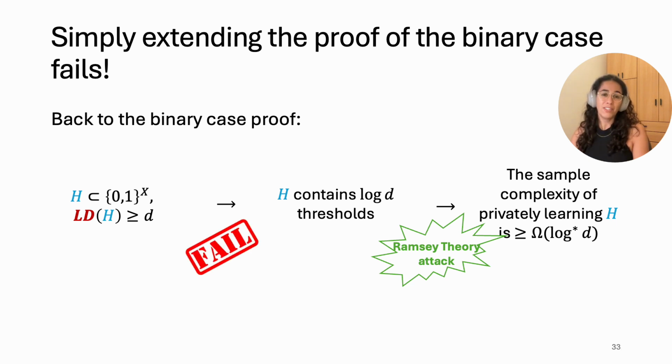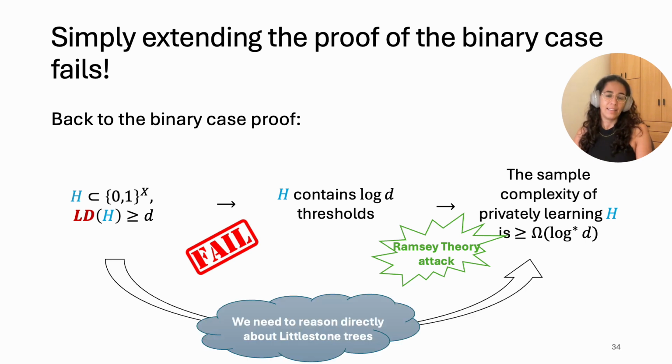But as we just mentioned, for general classification tasks, this very first step fails. And therefore, we understand that we need to reason directly about Littlestone trees without going through one-dimensional thresholds. For that reason, we developed several Ramsey theorems for trees, which we will discuss shortly.